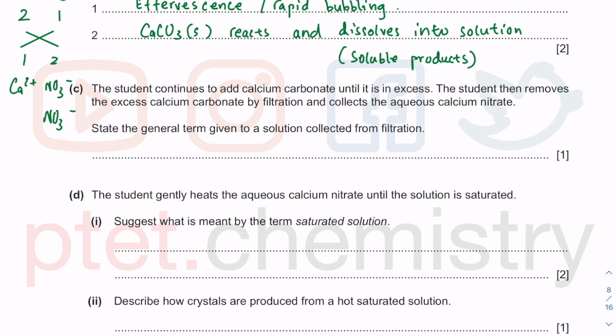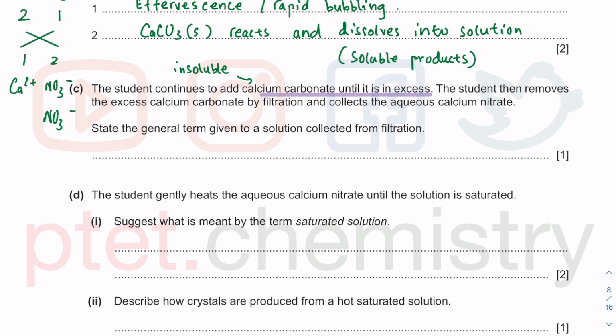Part C, the student continued to add calcium carbonate until it is in excess. So calcium carbonate, as I mentioned, is insoluble. We all know that it's only ammonium carbonate, potassium carbonate, sodium carbonate that are soluble. So all the rest of the carbonates are insoluble, which means that we will see the solid remaining at the end. Then the student removed the insoluble excess calcium carbonate by filtration.